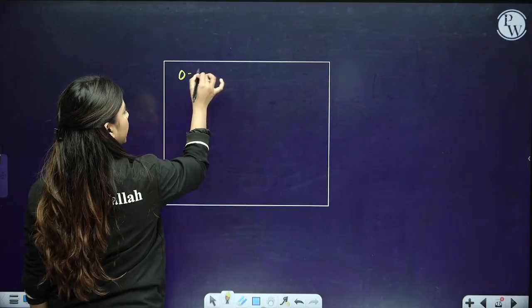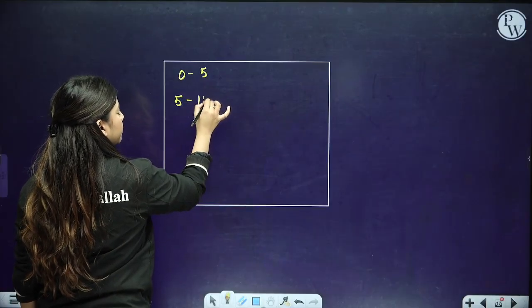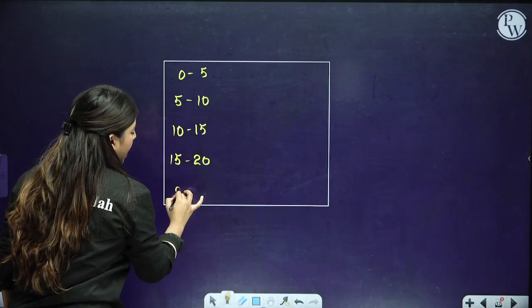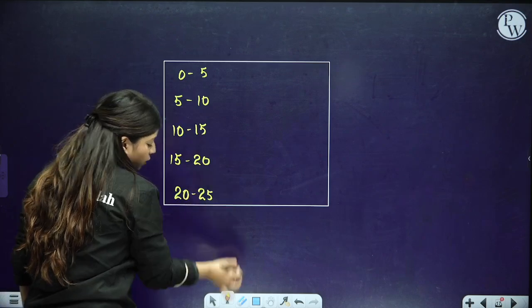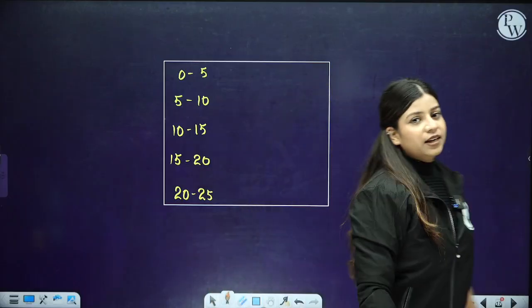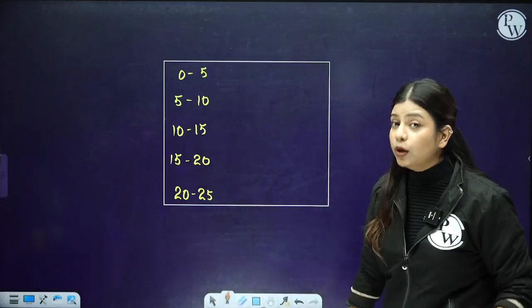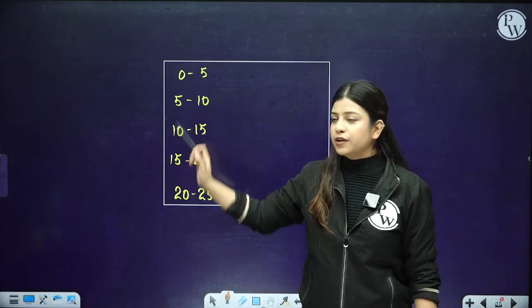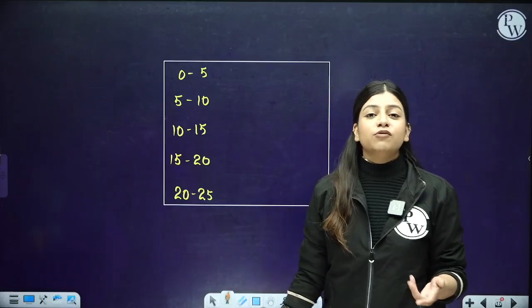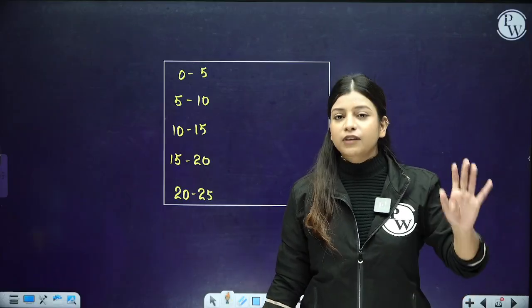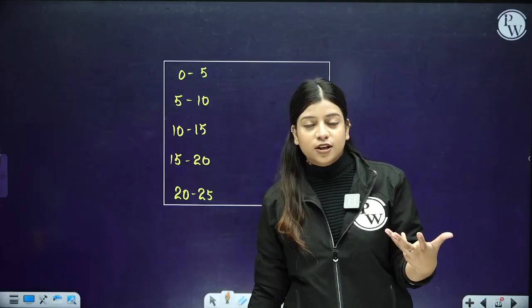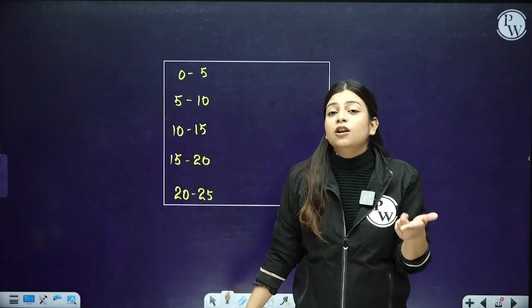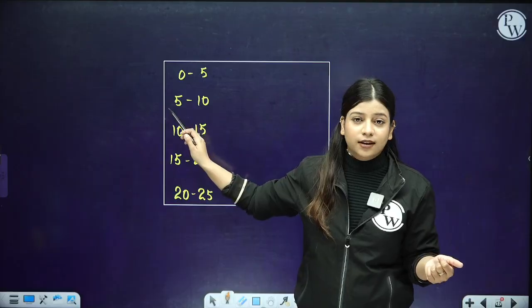So the classes that we make are 0 to 5, 5 to 10, 10 to 15, 15 to 20 and 20 to 25. These are the classes in which we have to include the data. Now you might be wondering, ma'am, 5 is here also. If we have to take 5, in which class will it come, 0 to 5 or 5 to 10? It will always come where it is the lower limit. Lower limit means at the start, that is 5.